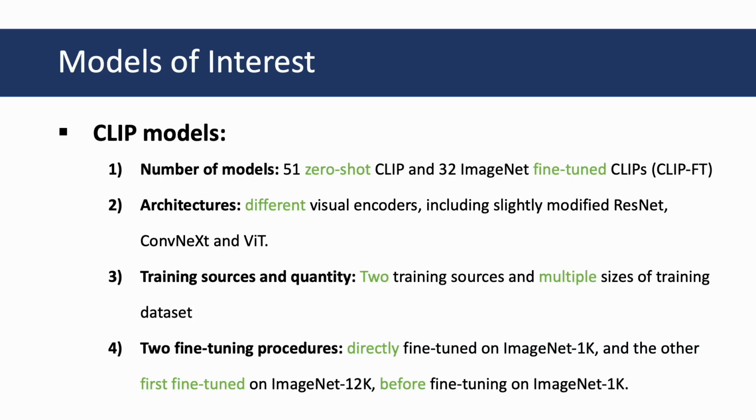After the introduction to the three safety objectives, we are going to talk about models of interest. The first group is CLIP. We consider both zero-shot CLIP models and ImageNet fine-tuned CLIPs. They have different visual encoders, including slightly modified ResNet or vision transformer. There are two training sources and multiple sizes of training dataset. And for fine-tuning, we include two fine-tuning procedures.